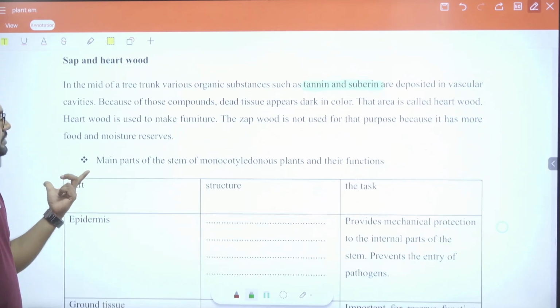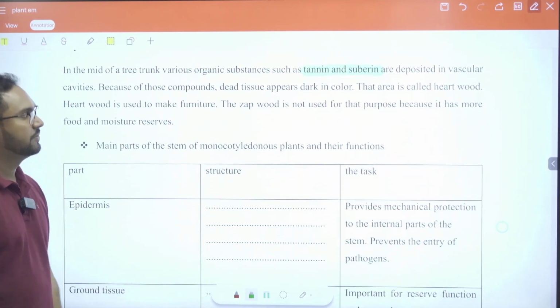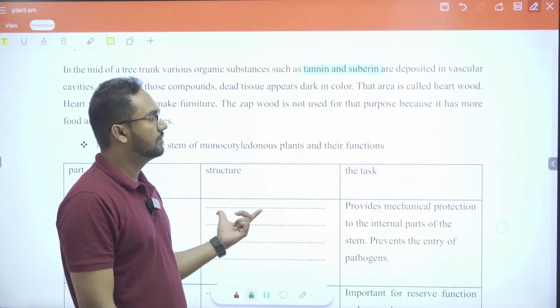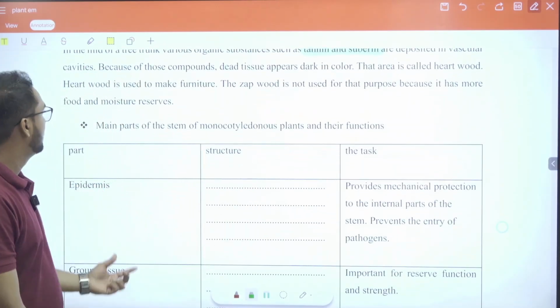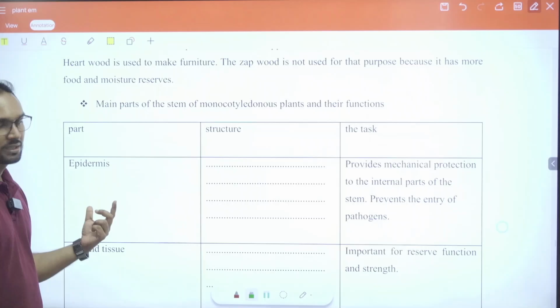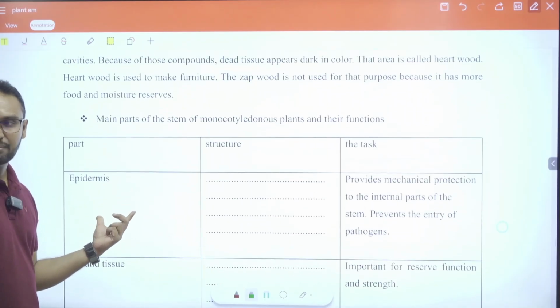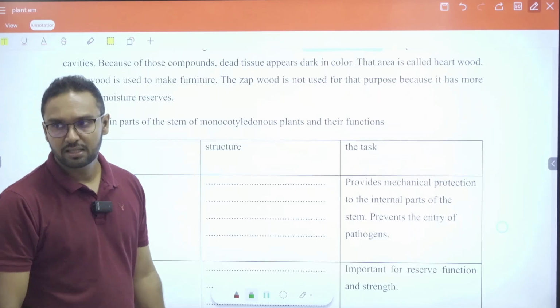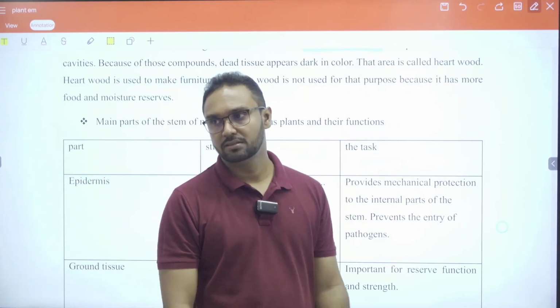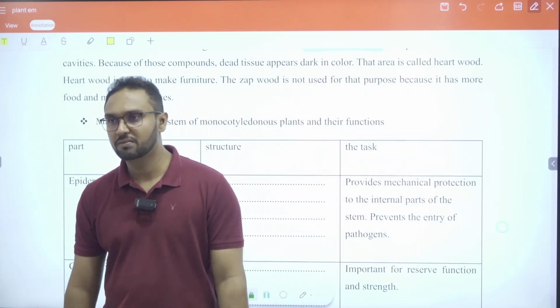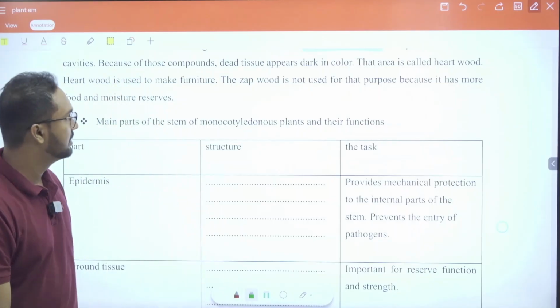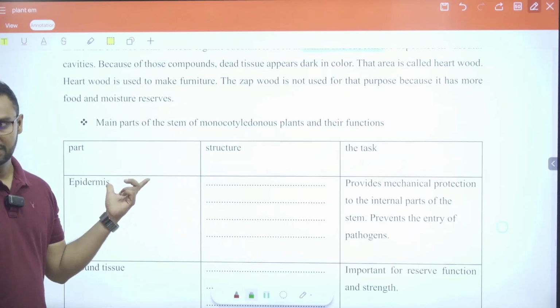So, the heartwood is used to make furniture. The sapwood is not used for that purpose because it has more food and moisture reserves. Sapwood is what we call the outer wood of the tree. It mostly contains phloem, so there is moisture and food. Because of that, they decay quickly. Heartwood does not decay.